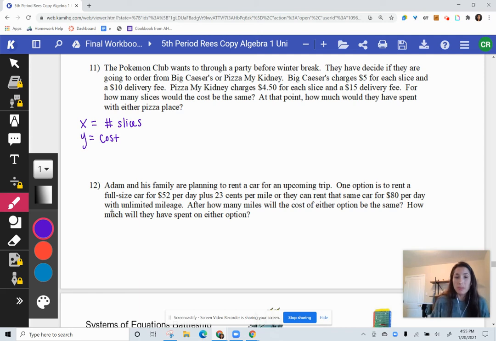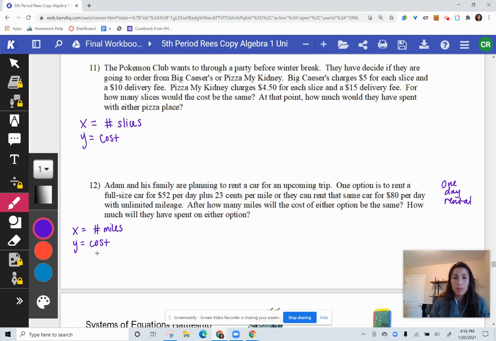Lastly, you are going to make the assumption on this question that this is a rental for 1 day. We'll call this a 1-day rental. So the only thing that's really changing in this problem, so we can rent, one option to rent a car is we're going to pay $52 plus 23 cents per mile. And then the other option is that we're going to get unlimited mileage. So x is going to be the number of miles that are driven. And then y is going to be our cost for this one.